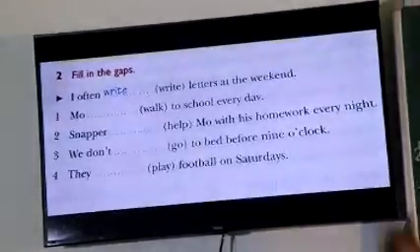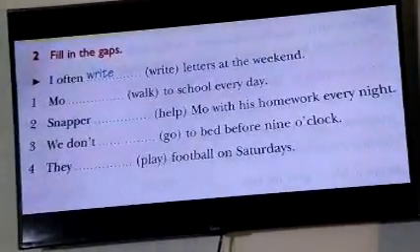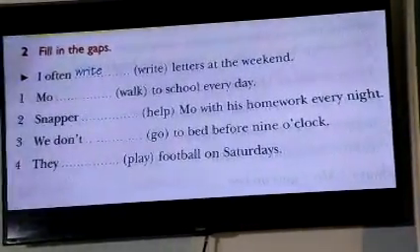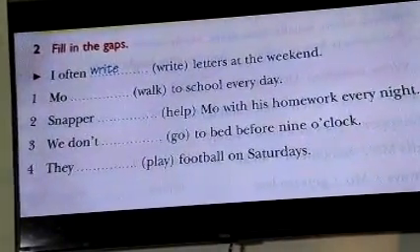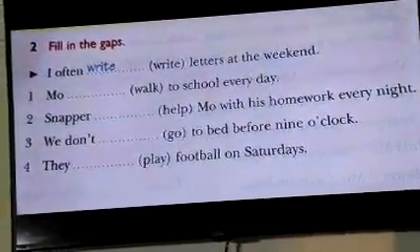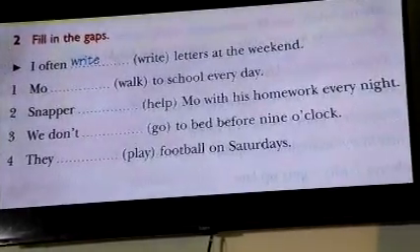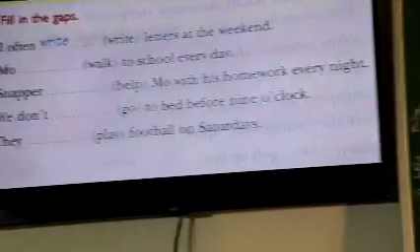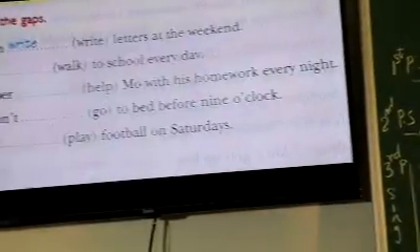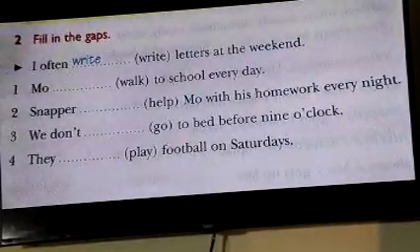So they play football on Saturdays. So it's all about understanding whether the noun is singular or plural, because the verb should agree with the subject. Alright, that's what the subject agreement of the verb is all about. We also studied simple present tense. Now let's move on to the next slide.